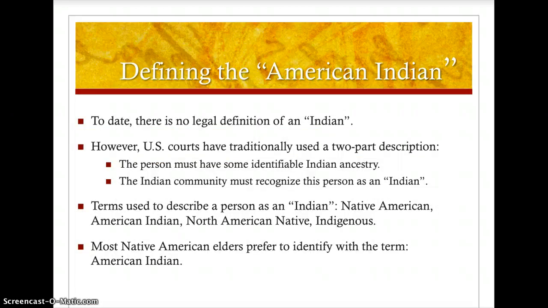Defining the American Indian. To date, there is no legal definition of an Indian. However, U.S. courts have traditionally used this two-part description. Terms used to describe a person as an Indian include Native American, American Indian, North American Native, and Indigenous person. Most Native American elders prefer to identify with the term American Indian.